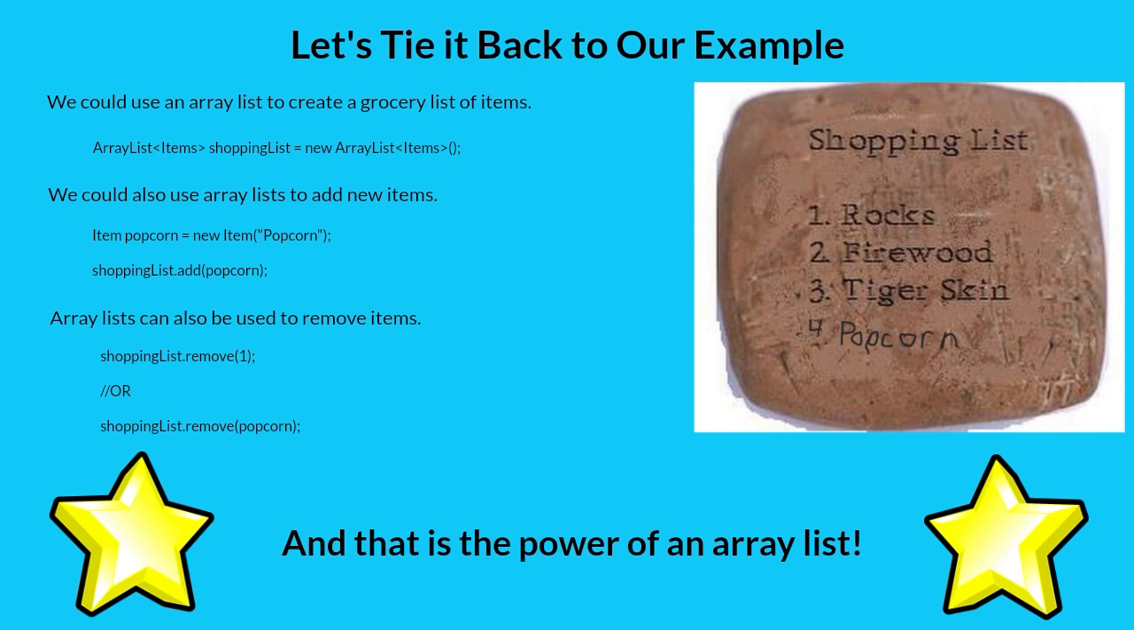Now say you wanted to remove an item from your shopping list that you don't really want. Let's say that we don't want firewood. Well, you could say shoppingList.remove(1), and that would remove firewood from the list. Or say that you wanted to remove popcorn because you realize that you already have popcorn at home. Well, we could look for the item popcorn specifically through shoppingList.remove(popcorn), which will look at the item itself instead of the index. And that is the power of an ArrayList.